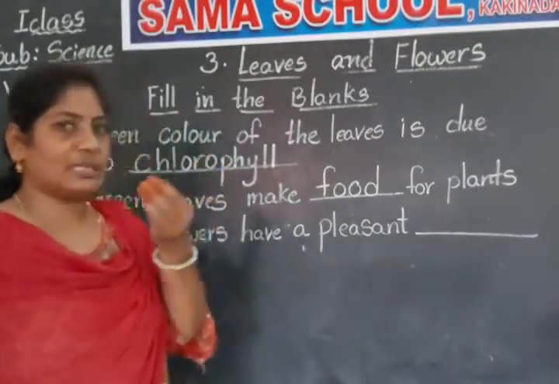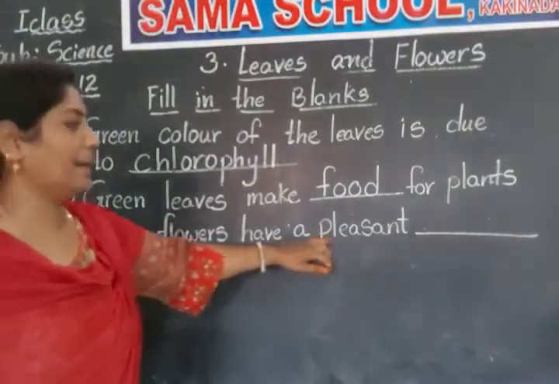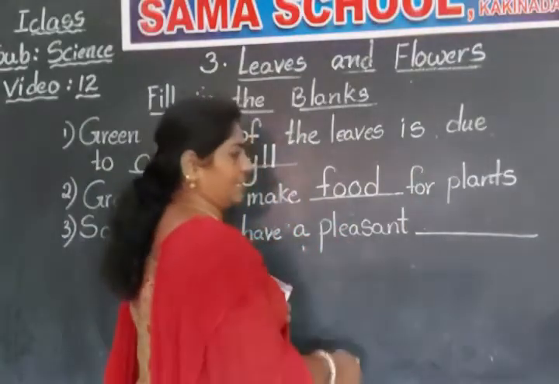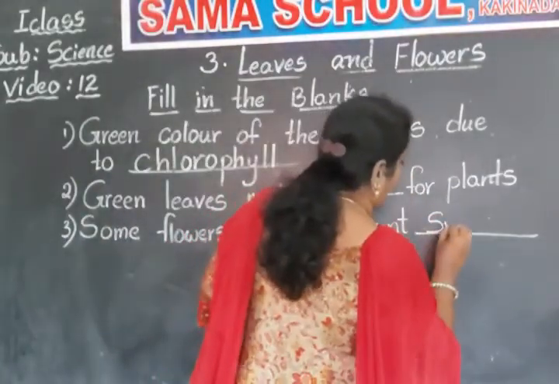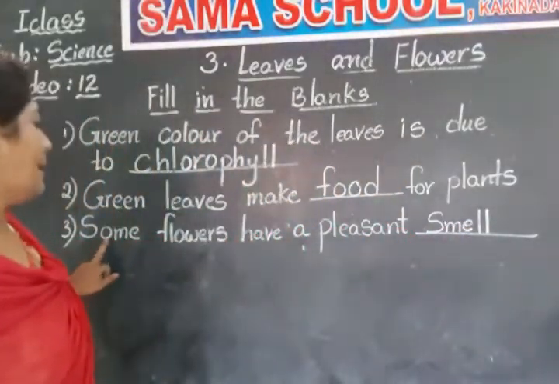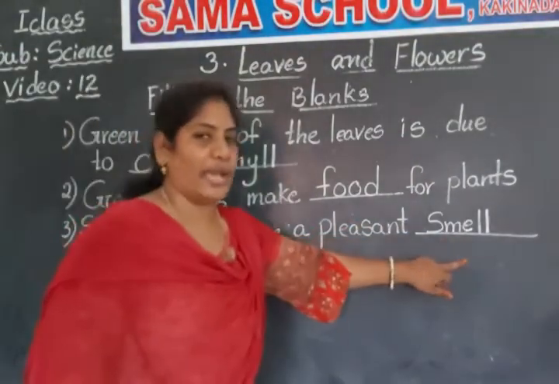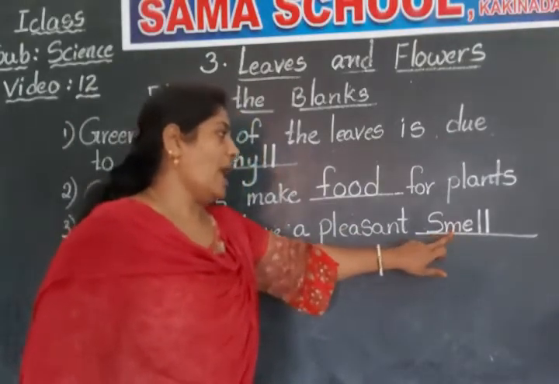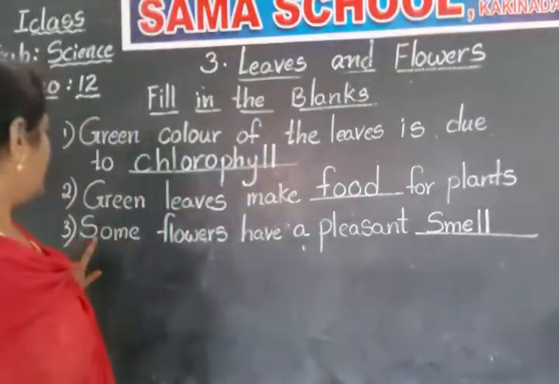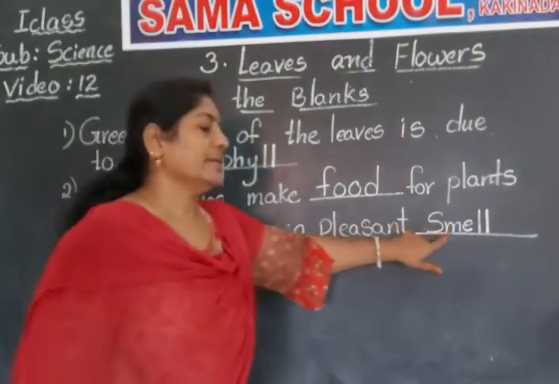What are you seeing? You are seeing the smell of a flower, no? So some flowers have a pleasant, what do you have to write here? Smell. If you smell it, you can tell how it is. So smell. S M E L L. Some flowers have a pleasant smell.